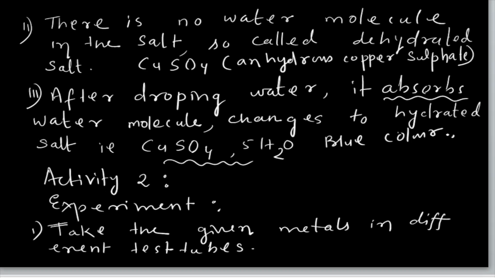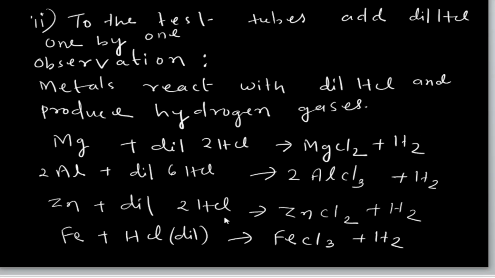Then experiment 2. What is experiment 2? Take the given metals in different test tubes. That means many metals are given to you; you add the given metals in different test tubes and add dilute hydrochloric acid one by one. You will see that the metals react with dilute HCl and all of them produce hydrogen gas.